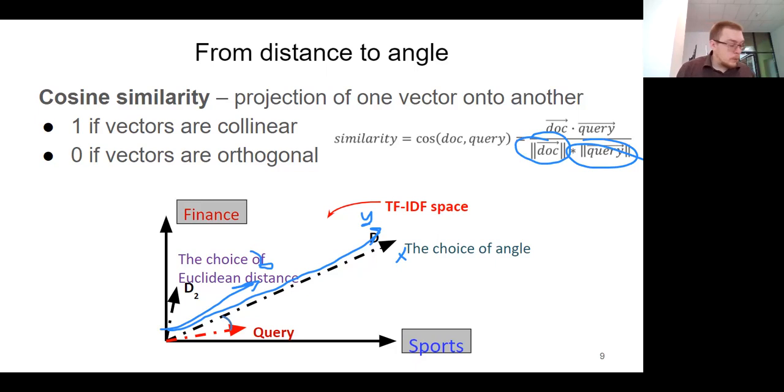And 0 means vectors are orthogonal. So the angle is 90 degrees in the dimensional space. And that means that these concepts or these vectors are orthogonal, so they don't actually share any meaning. So let's say one is about sports, another is about finance, they don't share any common concepts.